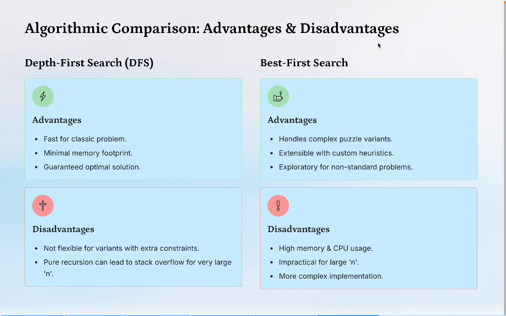Coming to the advantages and disadvantages. For the DFS, the advantages: it's very fast for the classical problem, it takes minimal memory, and it always gives the optimal solution. The disadvantages were it's not flexible for puzzle variations, and deep recursion can cause stack overflow if the n value is very large. For best first search, the advantages were it can handle modified versions of the puzzle. It's flexible with custom heuristics, and it's useful in research or AI contexts. The disadvantages were it uses very high memory and CPU. It's very impractical for larger values of n, and it's harder to implement compared to the DFS.